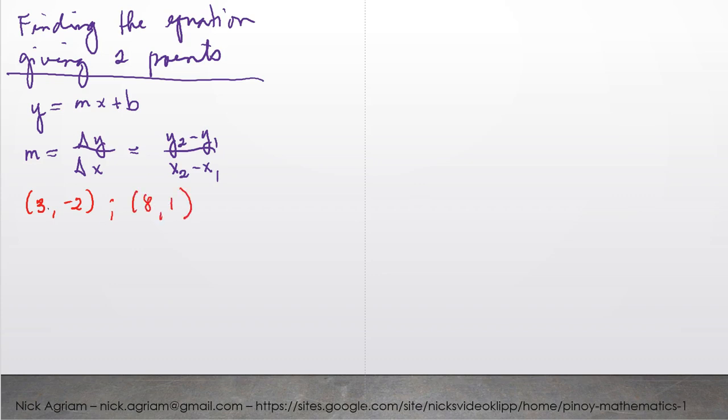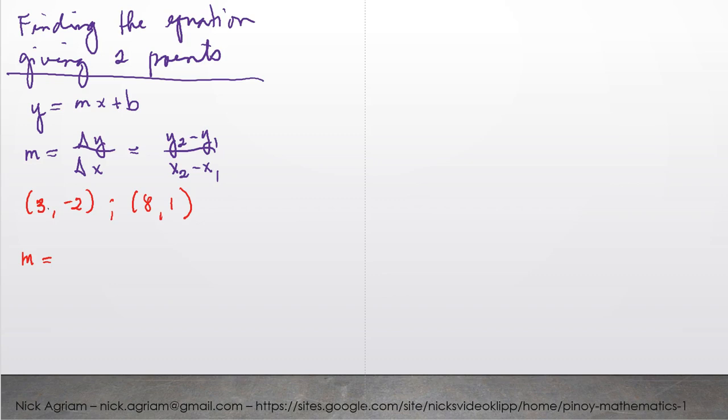So for finding your m, you need to decide what is your x sub 2 and y sub 2, and then x sub 1 and y sub 1. It doesn't matter. I will show you why I am saying that it doesn't matter which is which. The most important thing is that when you decide the point B is your x sub 2 and y sub 2, then always stick to that. That is the most important.